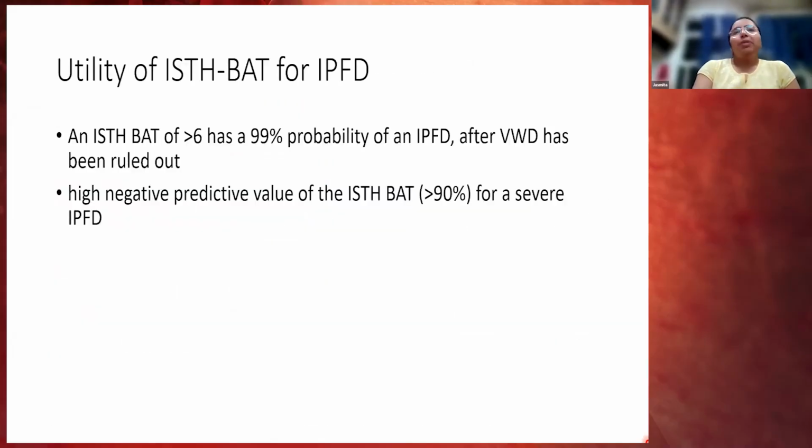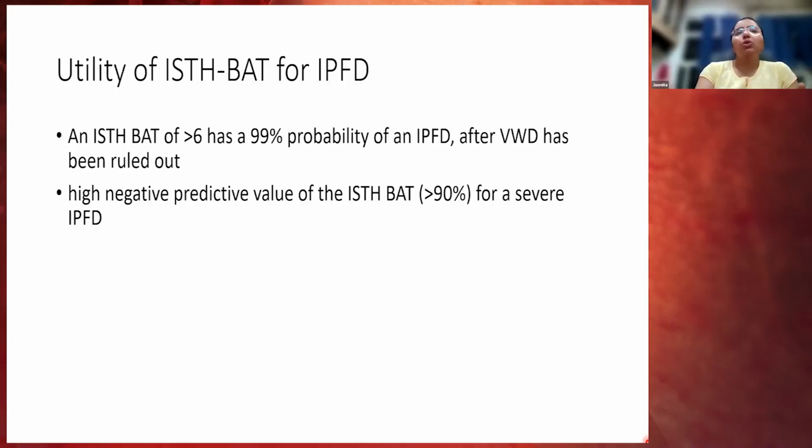So for inherited platelet function disorders, an ISTH BAT of 6 has a 99% probability of having an inherited platelet function disorder after we have excluded von Willebrand disease. And again, there is a high negative predictive value of ISTH BAT. So for a severe platelet function disorder.